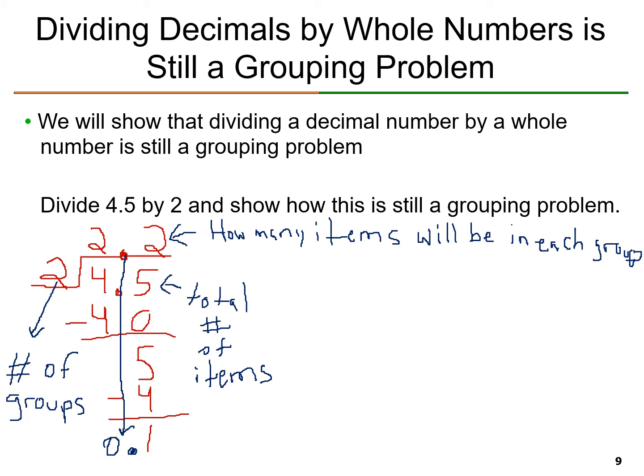Okay, so 0.2 is 2/10. Now the remainder, 0.1, is equal to 1/10.